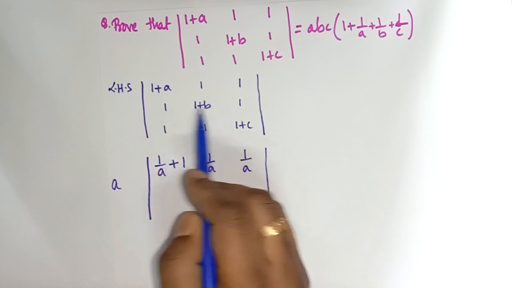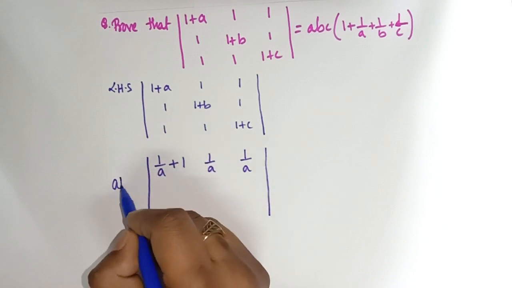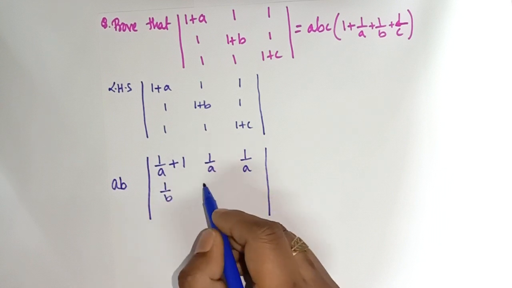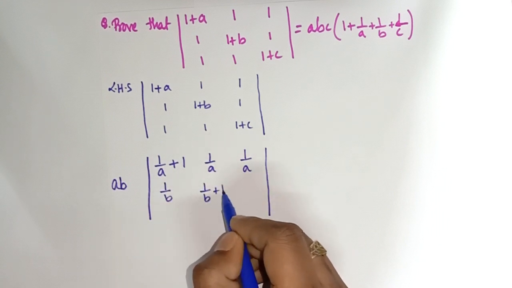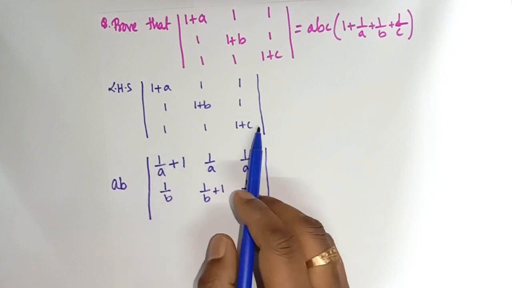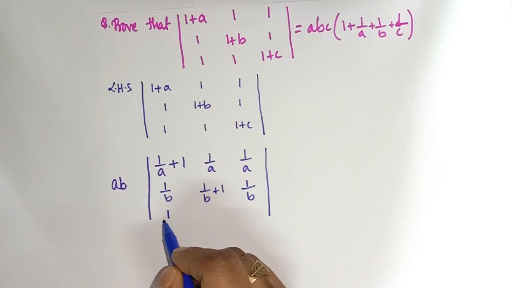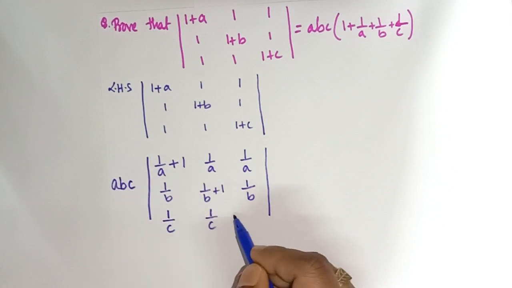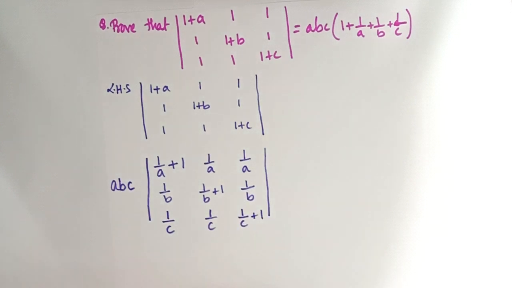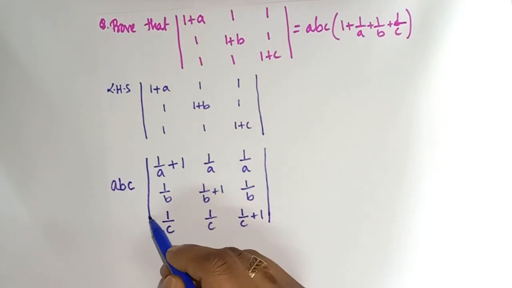From the second row, I'll take common B. So B will be outside. So what will be this? 1 by B, this will be your 1 by B plus 1, and this will be your 1 by B. Now from the third row, what I'll take? Common C. So I'll write C here. It will be 1 by C, this will be 1 by C, and this will be 1 by C plus 1. So we have done the operation taking common ABC.